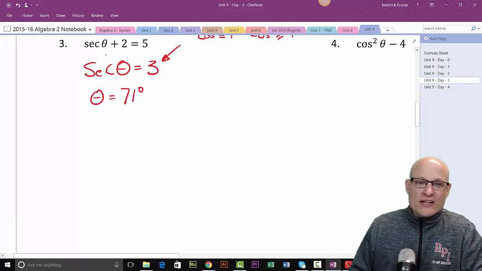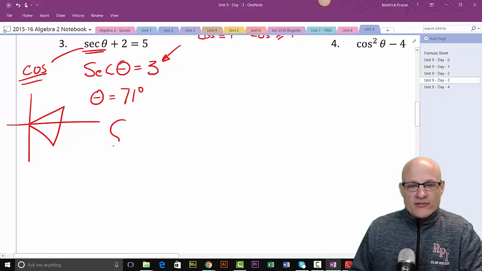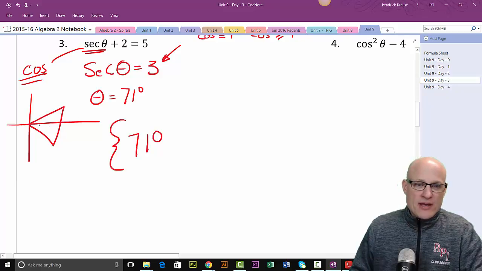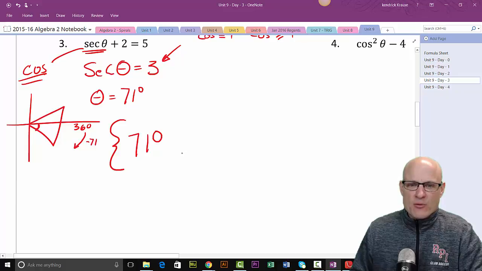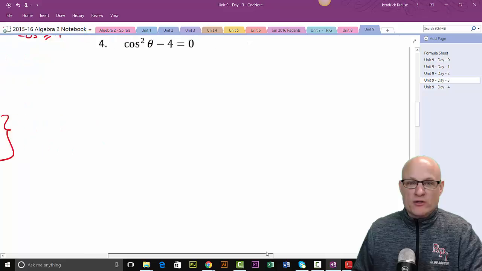Now, where is secant, which goes with cosine, positive? Cosine's positive on the right side of the bow tie. So yes, we are going to keep 71. Anytime it's positive, we always keep the first angle. Then we have to get into this quadrant. This is 360, and I'm coming back 71. So I subtract off 71, and that would be 289 degrees. Remember, for every answer, generally we'll get 2 answers, except maybe with 1 or 0.